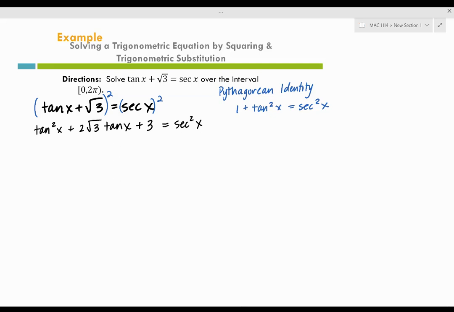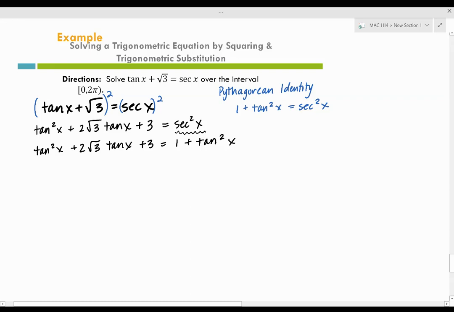Now here on the right-hand side of my equation, I see secant squared x. Because of the Pythagorean identity, anytime I see secant squared x, I can make a replacement. I can replace it with 1 plus tangent squared x. So that's what I'm going to do to make sure that all of the trig functions in my problem are now aligned and they are all tangents. So I'm going to rewrite. Okay, so now I have this.